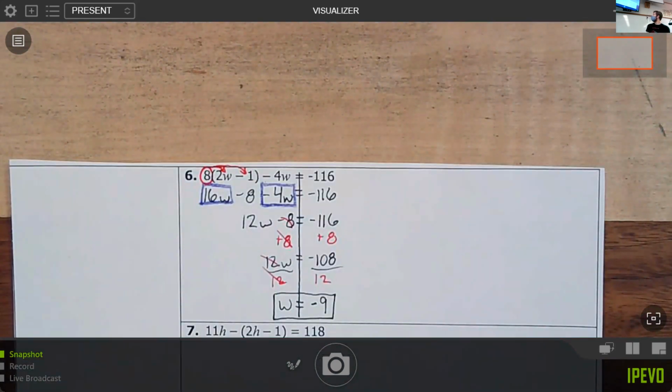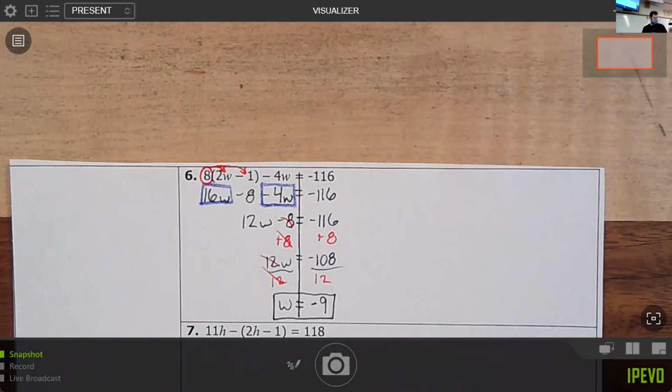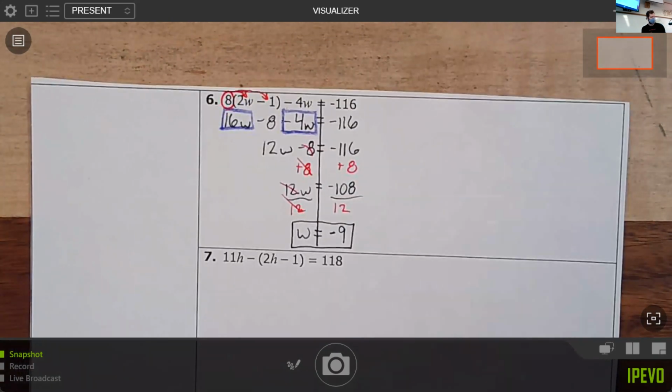So W equals negative 9. All right. Next thing I'm going to show you here, number 7. What I'm about to do, do not do. I'm going to show you something incorrect on number 7.